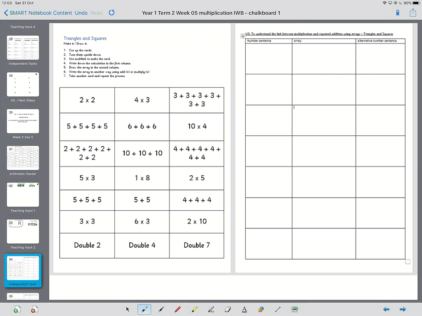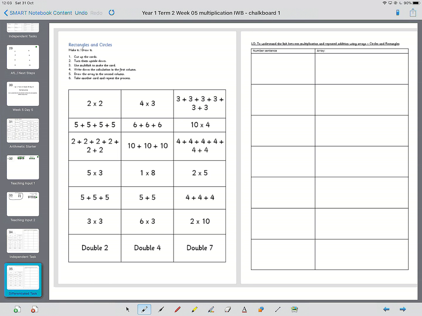So what you need to do is write these out on separate pieces of paper, turn them over and pull one up. And then you can use, but we're going to use multilink in class because we can put them together to create our arrays, but you could use anything that's just to make arrays. And then you could think of alternative number sentences if you want to do the more challenging one. So that's the more challenging one. I'll come back to it in a moment. And this is the simpler one, which I'm just going to show you what we would do.